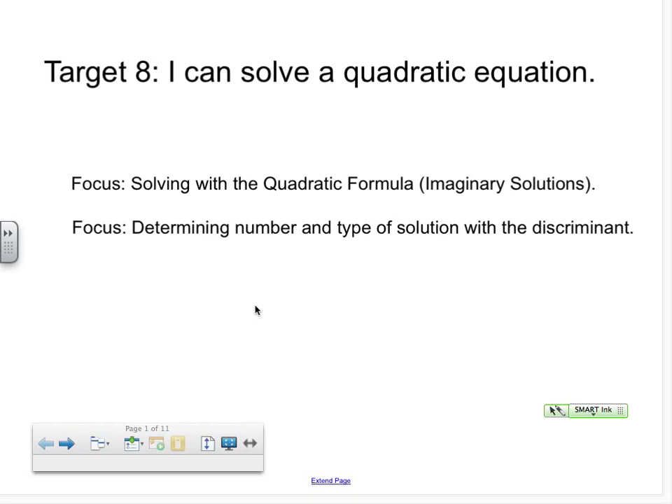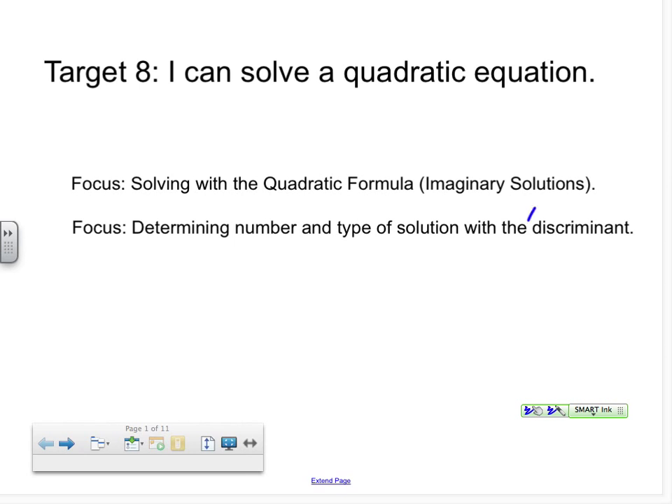Algebra 2, Target 8. I can solve a quadratic equation. Today's focus is continuing to use the quadratic formula. This time we're going to introduce some imaginary solutions, and we're going to determine the number and type of solution with the discriminant. Meaning we're not going to go all the way through and find a solution. We're just going to see how many are there, what type are they.